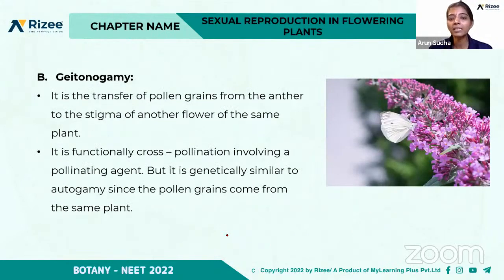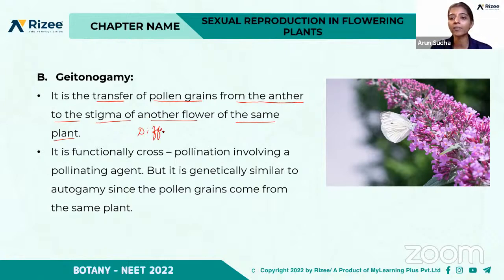Then the next type of pollination is geitonogamy. So what do you mean by geitonogamy? Here there occurs the transfer of pollen grains from the anther to the stigma of another flower of the same plant. So here also it is happening within the same plant, but the only difference is not within the same flower, but between the different flowers, right?